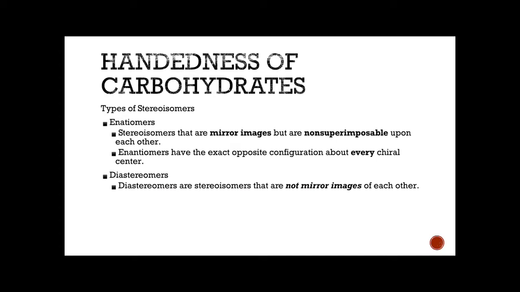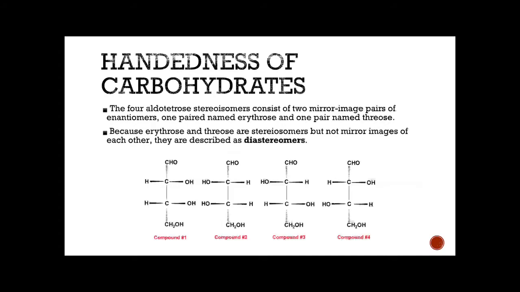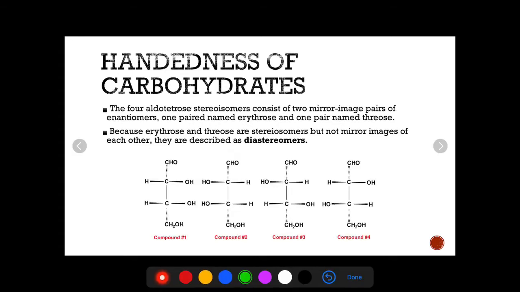And then diastereomers are stereoisomers that are not mirror images of each other. They're going to have the same formula, but they're not going to have the same arrangement. So here's an example. Compounds 1 and 2 are, let me write this down before I say it, erythrose. 3 and 4 are threose.